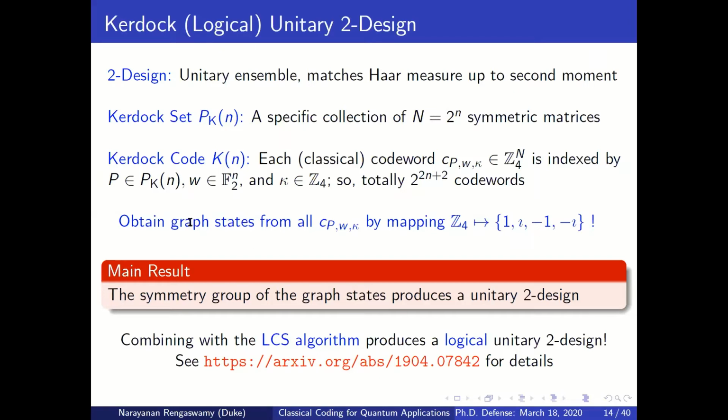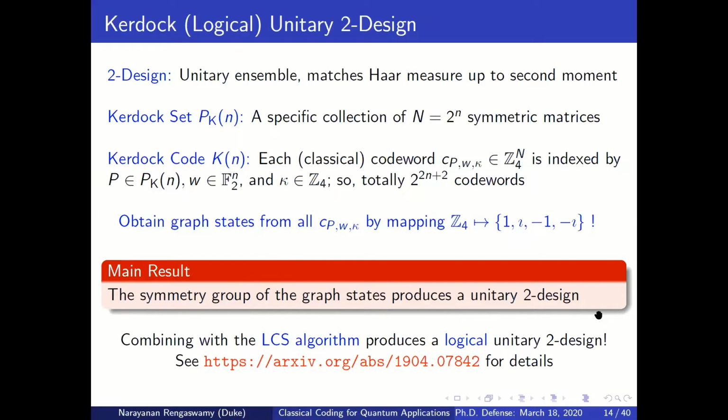So I introduced pure states at the beginning of the talk. And this gives you something called graph states, which are a specifically nice collection of pure states, which have many applications in quantum information. So you can get graph states using this procedure. And then the main result in our paper, in this paper here, is that the symmetry group of these graph states, defined in a proper way, produces a unitary 2 design.